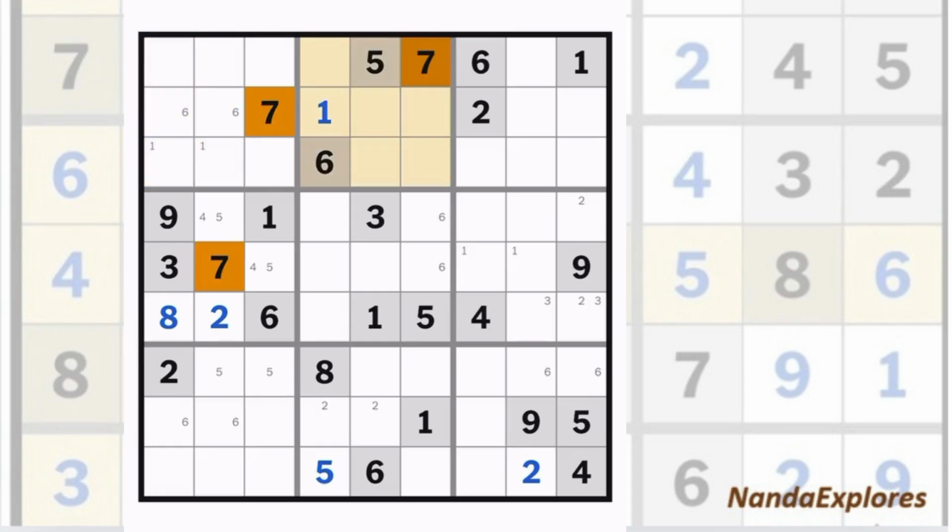Then we go to 7. So here are the two cells in this block where 7 is a likely candidate. We go to 8. So here we get two cells where 8 is a likely candidate. And we go to 9.